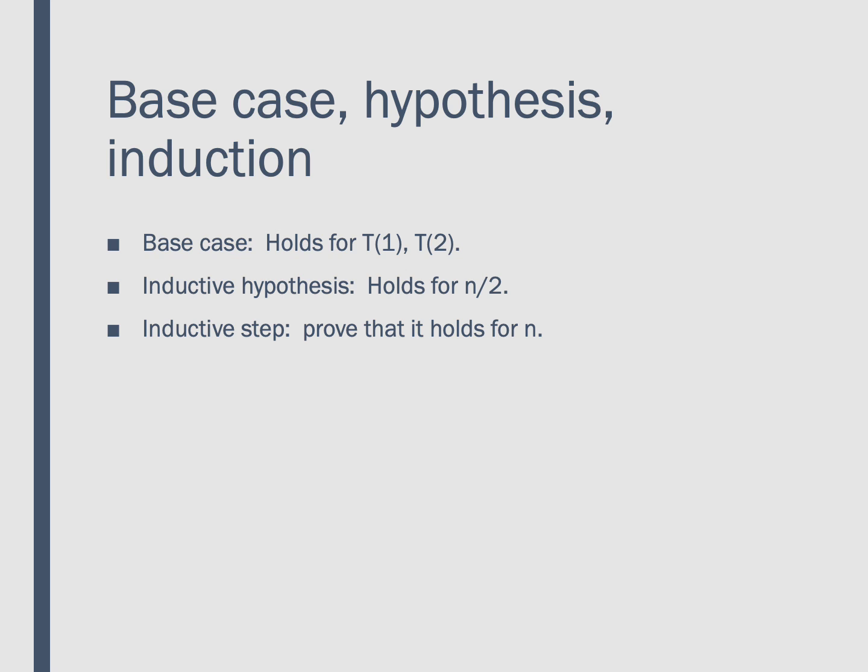Check T2, substituting it into the recurrence. Again, this matches our observation. By confirming these small cases, we establish the foundation for our proof. Second is the inductive hypothesis. So assume the hypothesis is true for n equal to k. This assumption allows us to prove the next step. Now prove that the hypothesis holds for n equal to k plus 1, substituting into the recurrence.